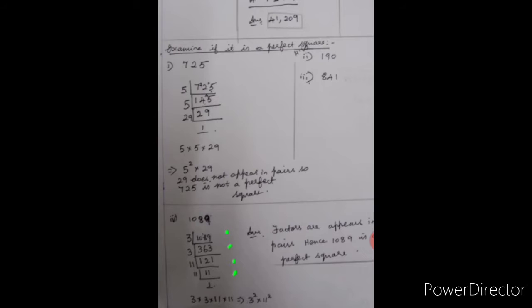Then write the factors 3 into 3 into 11 into 11, which is equal to, you have to pair, that is 3 power 2 into 11 power 2. If you see this answer, factors appear in pairs. Hence 1089 is a perfect square.